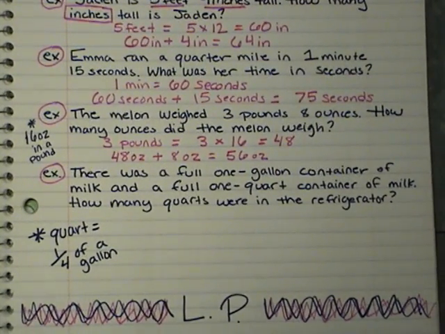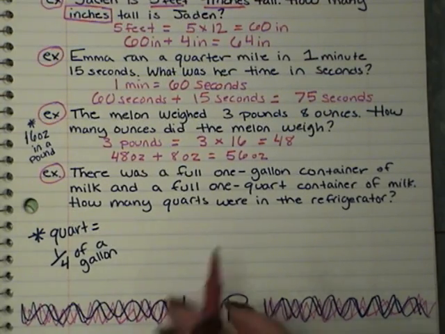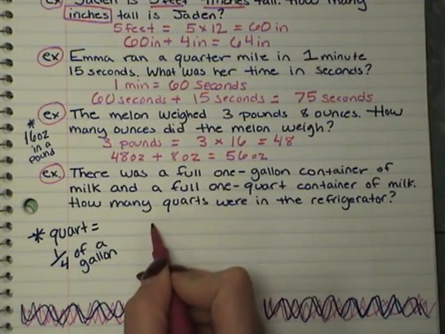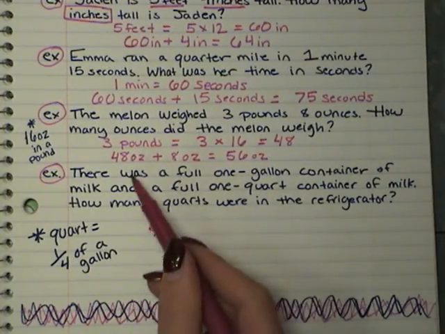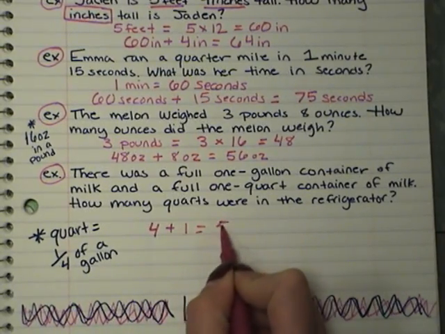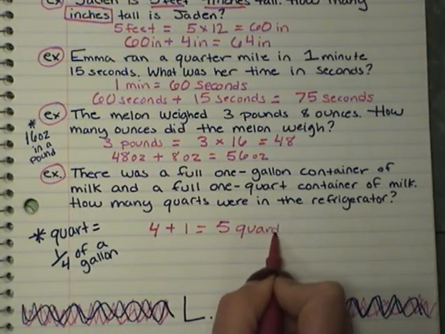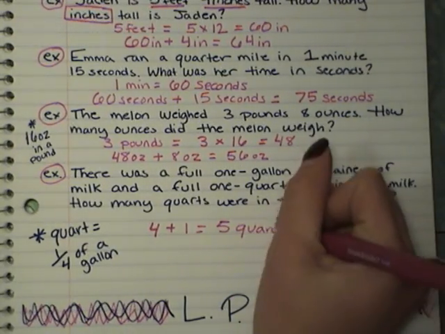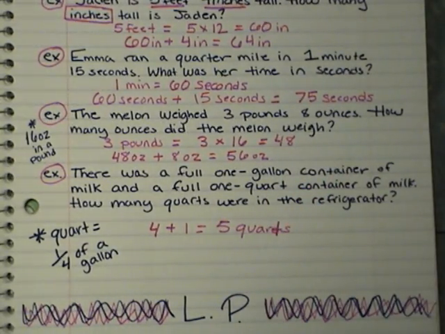Alright, and the last big one here. It says there was a full 1 gallon container of milk and a full 1 quart container of milk. How many quarts were in the refrigerator? A quart is 1/4 of a gallon, or there are 4 quarts in 1 gallon. So that kind of helps you right there. I'm going to take 1 gallon. How many quarts are in a gallon? 4. Plus how many extra quarts do I have? 1. And I get 5 quarts of milk in the refrigerator.